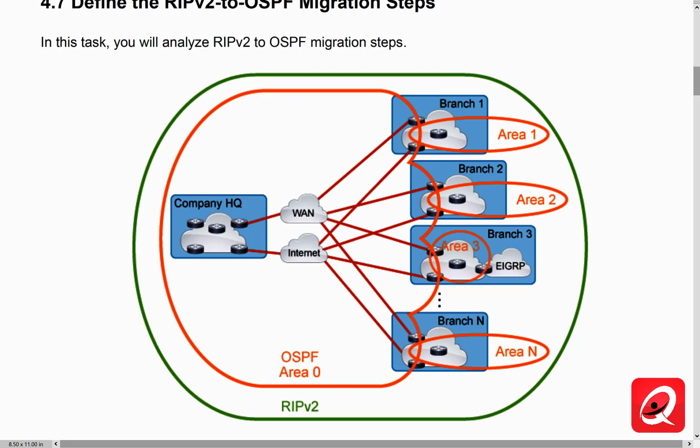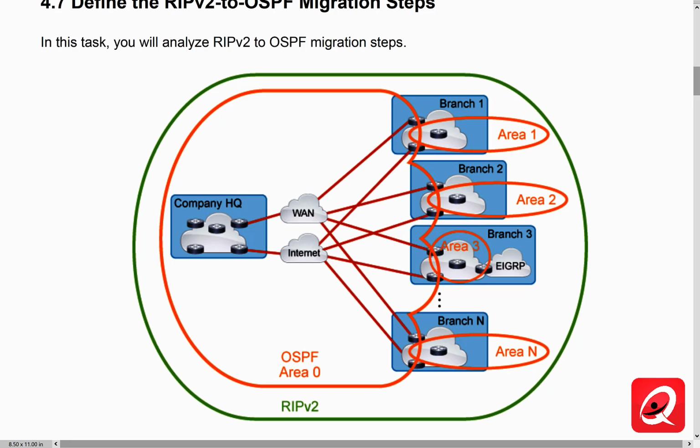As I start to convert each of the branch locations, branch 1 converted to OSPF, OSPF is going to become the preferred protocol because of administrative distance. Both protocols are advertising the same prefix information, assuming that we're running RIP version 2 in a classless manner. But the OSPF prefixes are going to be preferred because of administrative distance. We would still have reachability to branch 2, branch 3, and branch N, the other branches, because the RIP routes would still exist. So actually the migration would be relatively simple.